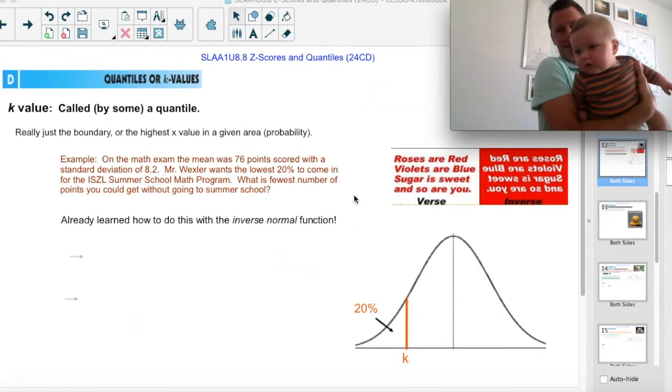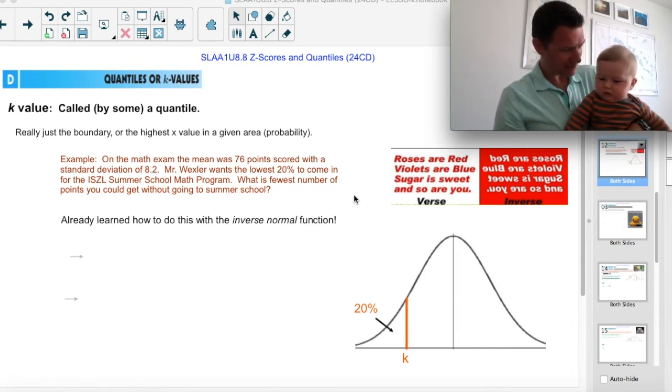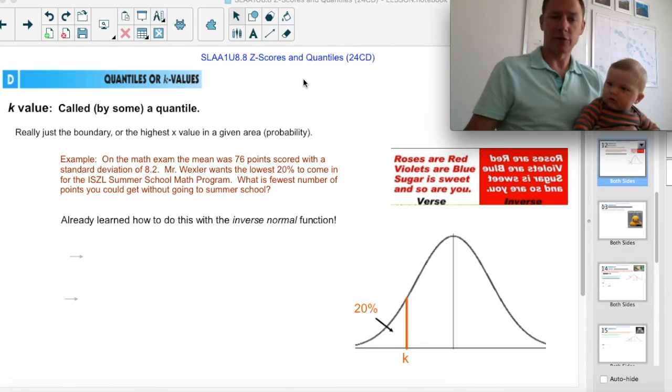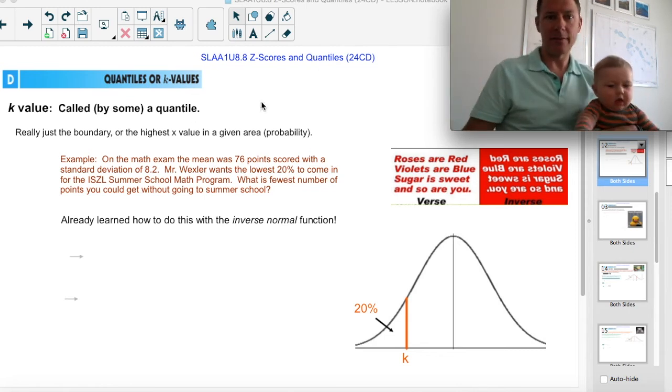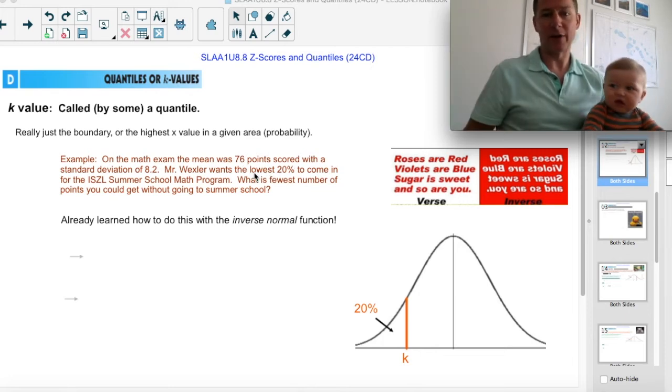A quantile is a k-value. It's like a limit which bounds a certain percentage of the data. So for example, on the math exam, there's a mean and a standard deviation, and Mr. Wexler wants the lowest 20% to come into the summer school program.